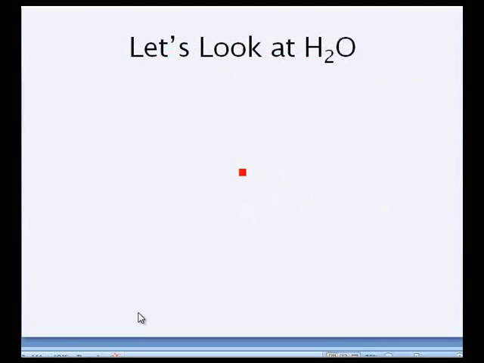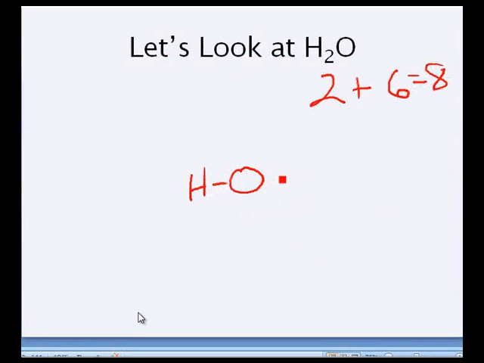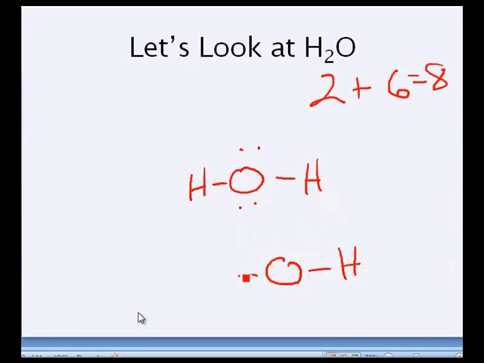Okay, so let's take a look at water. So in water we have two hydrogens. They each have one electron. That's 2 electrons plus 6 electrons from oxygen. We have 8 electrons to work with. To draw the Lewis structure, I'm going to put an oxygen in the center, hydrogen on each side, and then I need to add 2 pairs of electrons to give the oxygen a full octet.